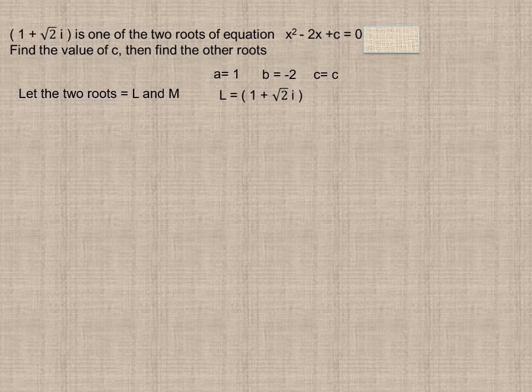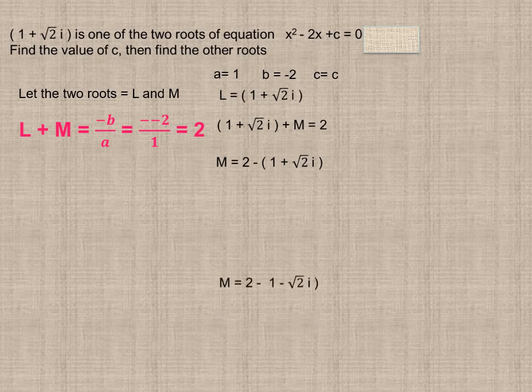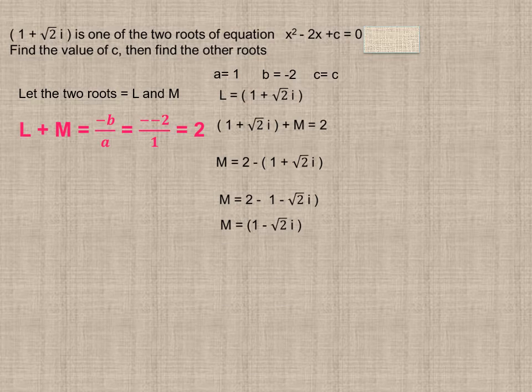Apply the rule of the sum. L plus M equals negative b over a. That means negative negative 2 over 1. Finally, it will be 2. That means L plus M equals 2. L equals 1 plus root 2i, so M equals 2 minus bracket 1 plus root 2i. That means 2 minus 1 minus root 2i. Finally, M equals 1 minus root 2i. So I have the first root equal 1 plus root 2i, and the second root equal 1 minus root 2i.